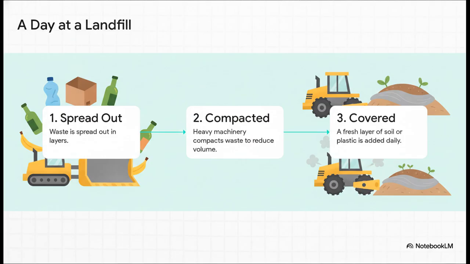First, the trash gets spread out in thin layers, then giant machines drive back and forth over it, compacting it down to save space. And then, and this is super important, at the end of every day, they cover it all with a fresh layer of soil or plastic.